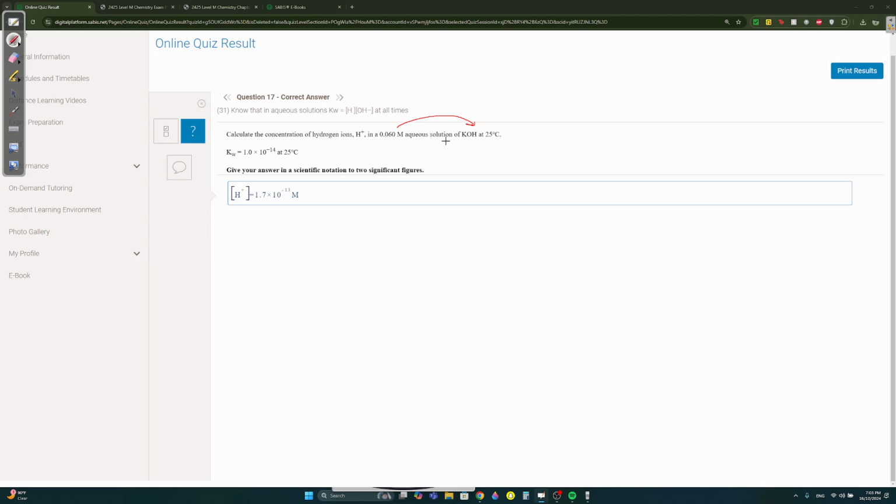Calculate the concentration of H plus in 0.06 molar KOH. I think this is the one that came last week actually. KOH dissociates. Always write dissociates. K plus, since it's a base, OH minus. If you have OH, it gets you OH. Okay, 1 to 1, so it's going to be the same concentration.